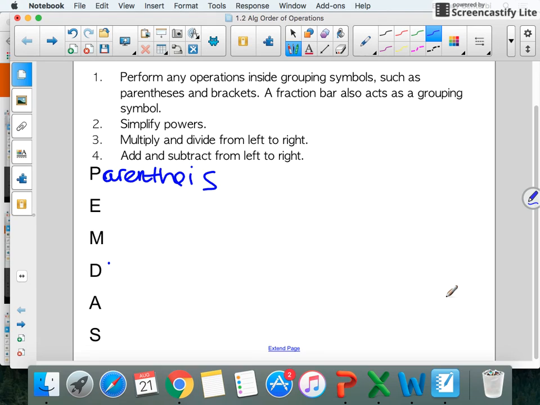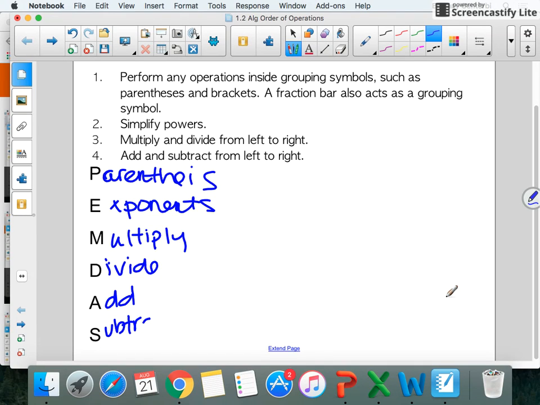grouping. E is exponents, which also stands for simplifying powers, so that's like if you had something squared. Then you multiply and divide from left to right. And then add and subtract from left to right. And what we use to remember this is something called PEMDAS, so that will help us remember the order. So parentheses, exponents, multiplication, division, addition, and subtraction.